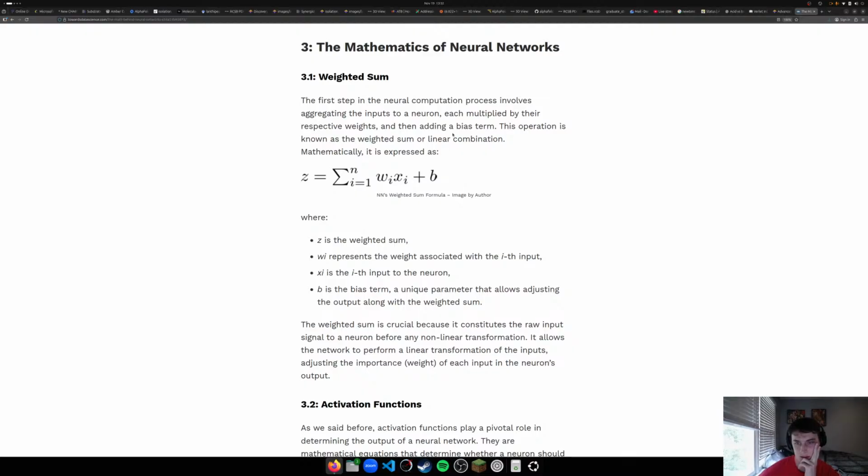Where Z is the weighted sum, w_i represents the weights, and x_i is the ith input to the neuron. The bias term is a unique parameter that allows adjusting the output along with the weighted sum. It's basically like a y-intercept kind of. Because it constitutes the raw input signal before any nonlinear transformation. It allows the network to perform a linear transformation.